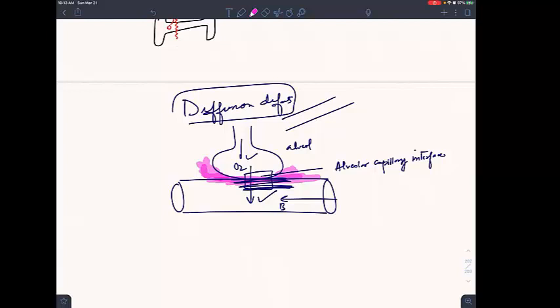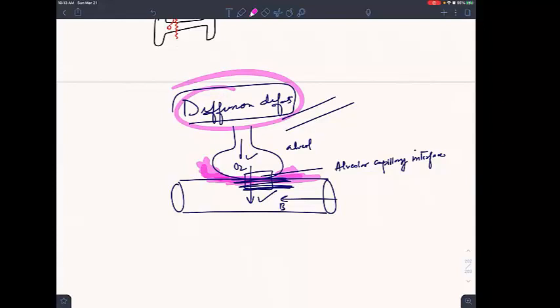So that will all depend on my diffusion and perfusion. Now I'm telling you everything is normal, but what is happening is that oxygen is not able to come into the blood and carbon dioxide is also not able to diffuse. So I say it is a diffusion defect. Why is this a diffusion defect? Because everything is normal.